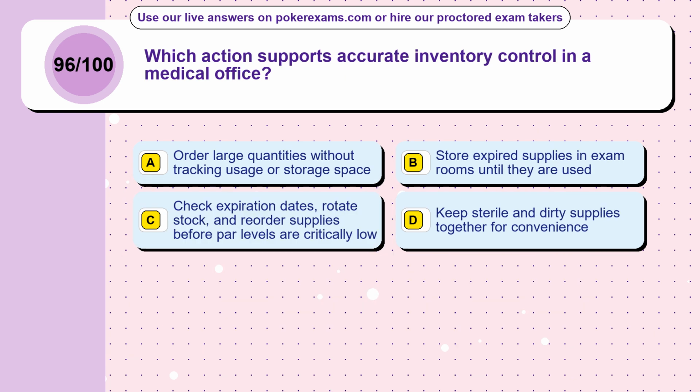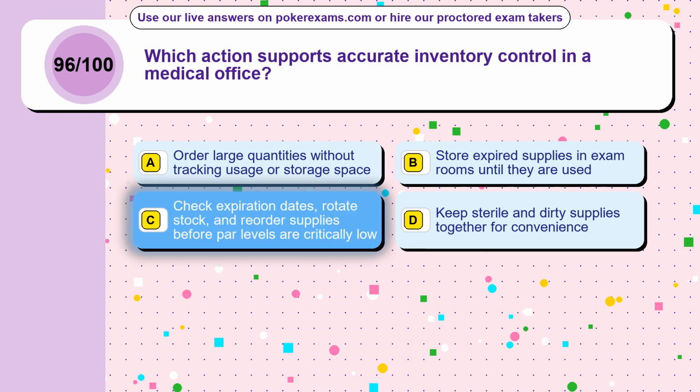Question 96. Which action supports accurate inventory control in a medical office? Option A. Order large quantities without tracking usage or storage space. Option B. Store expired supplies in exam rooms until they are used. Option C. Check expiration dates, rotate stock, and reorder supplies before par levels are critically low. Option D. Keep sterile and dirty supplies together for convenience.